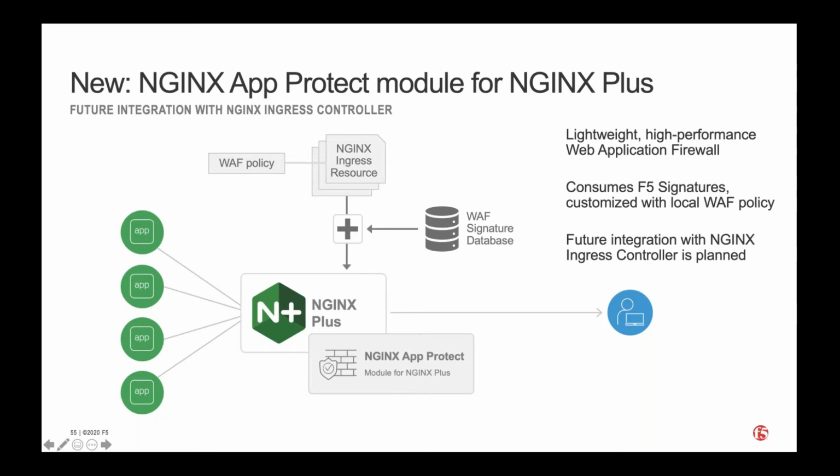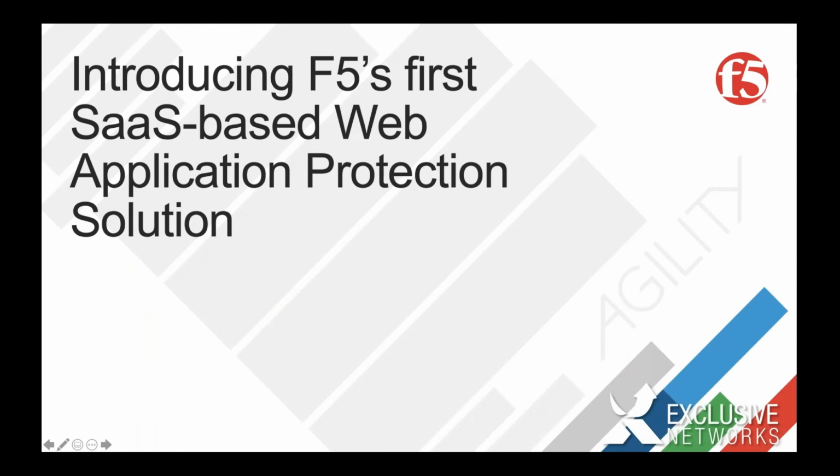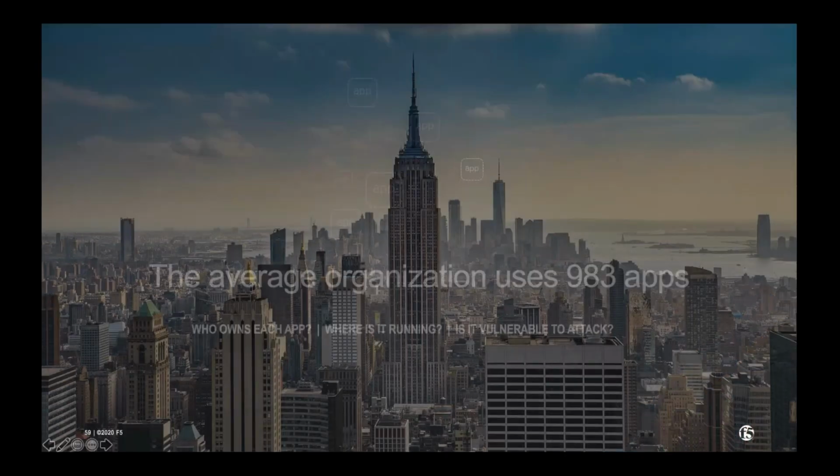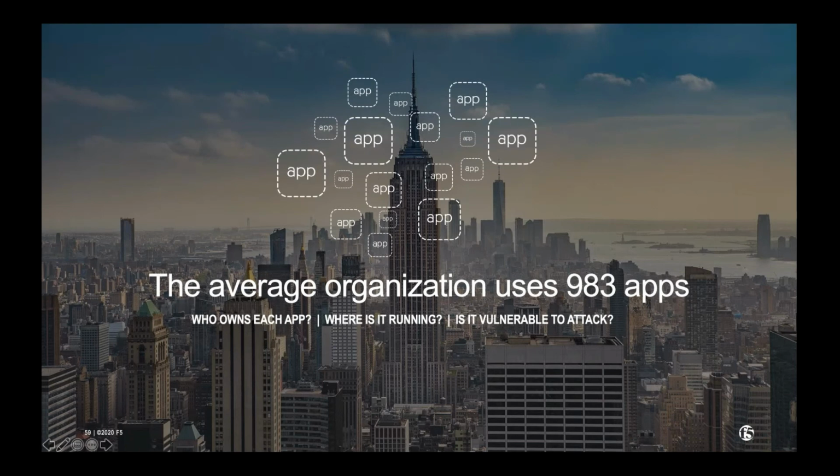Therefore, F5 has also announced during Agility a new SaaS environment to bring web application protection. Why? More and more applications are brought onto the internet, and we often do not know anymore where they are running. Are they vulnerable to different attacks?